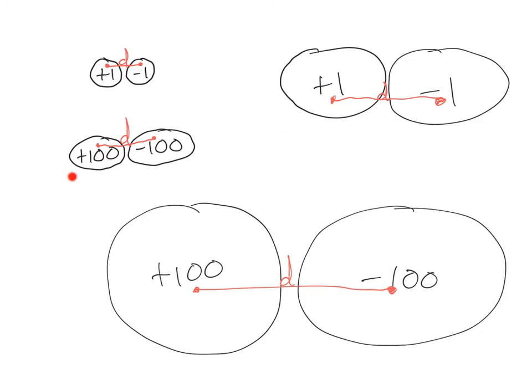Again, the same thing when we compare this ionic compound to this ionic compound. Here, the distance is much, much greater than here. So the lattice energy here is going to be much greater.